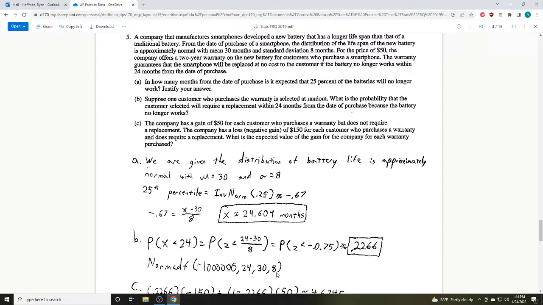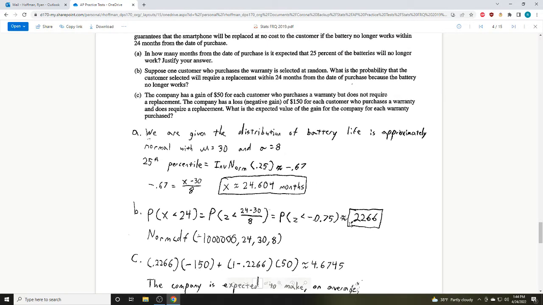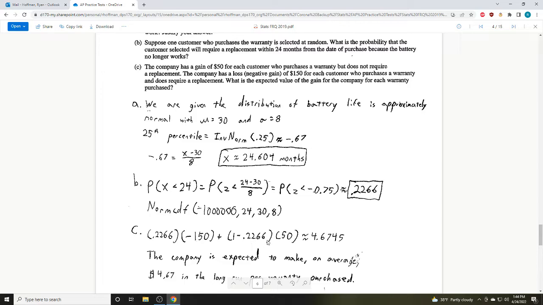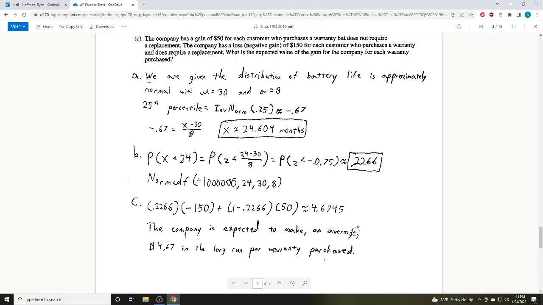And then for part C, gain of $50. We're going to use that answer from part B. Gain of $50 if they do not need a replacement, and a loss of $150 if they do. So that's your expected value. Value times probability of it happening. Add them together, and then the interpretation: on average over the long run, here's how much they're expected to make.